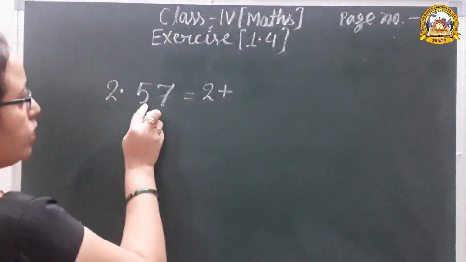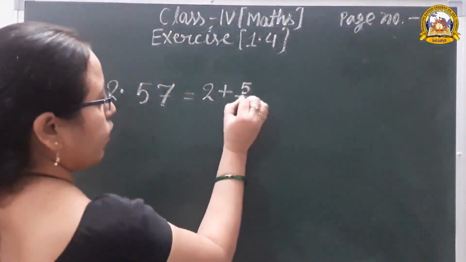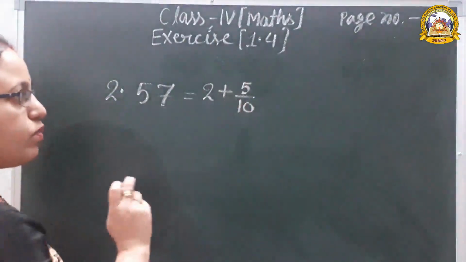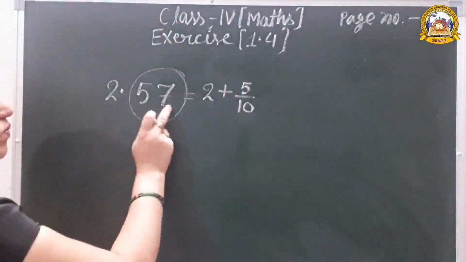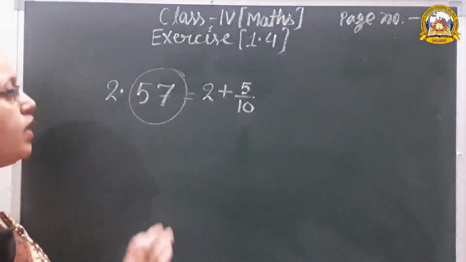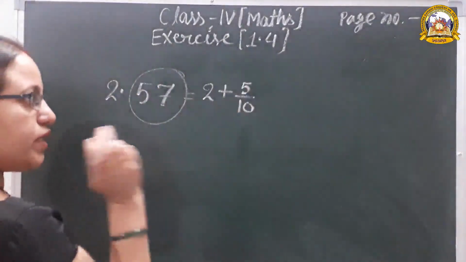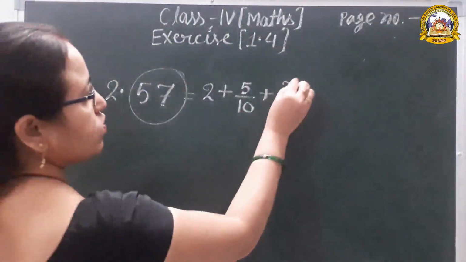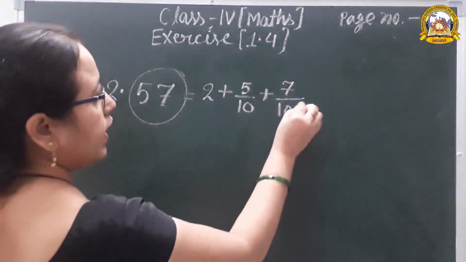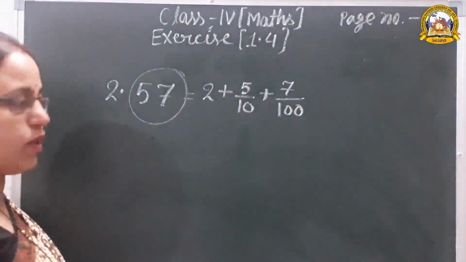And then on the tenths place, 5. So 5 upon 10. Why 5 upon 10? Because this is a fractional part, 0.57. 5 is on the tenths place, that is why 5 upon 10. Then 7 on the hundredths place, that is why 7 upon 100. Okay, this is the expanded form of this decimal number.